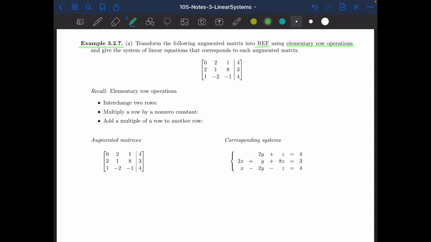First, let's recall elementary row operations. There are three of them. We can interchange two rows, row i and row j. We can multiply a row by a non-zero constant, k times row i, where k is not equal to 0, and we can add a multiple of a row to another row. So row i plus k times row j.